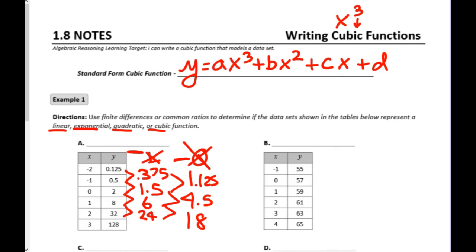So if it's not linear or quadratic, we said let's try to divide. So I'm going to do it inside here. 0.5 divided by 0.125 is 4. 2 divided by 0.5 is 4. 8 divided by 2 is 4. So when I divide, here's the symbol for Miss Murrow. When you divide, and they're all the same, what's that called? Exponential, okay?